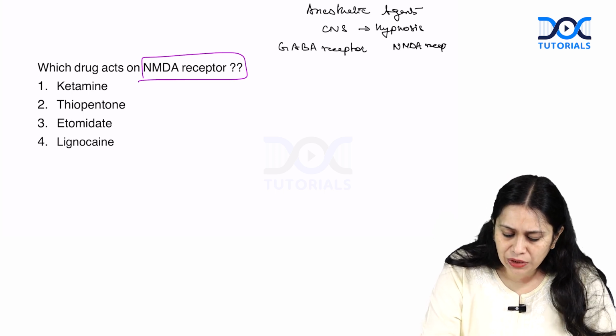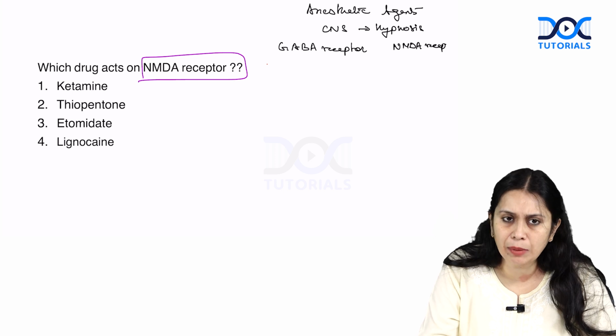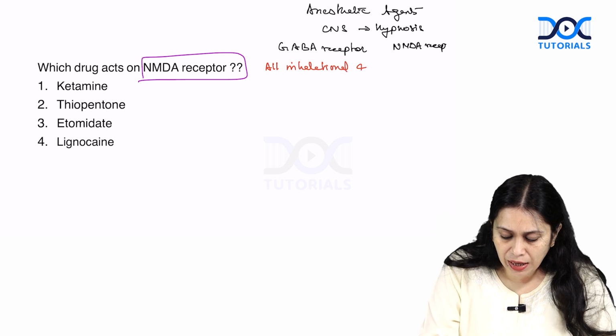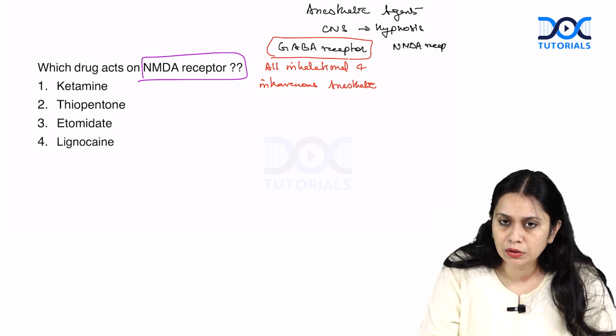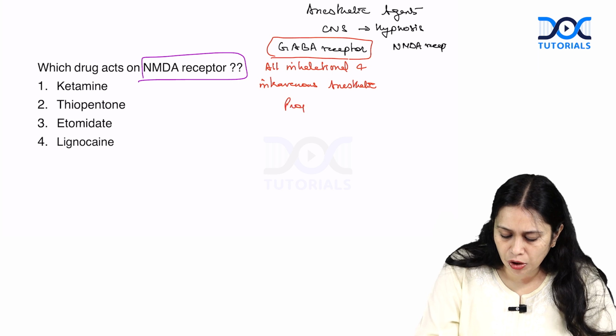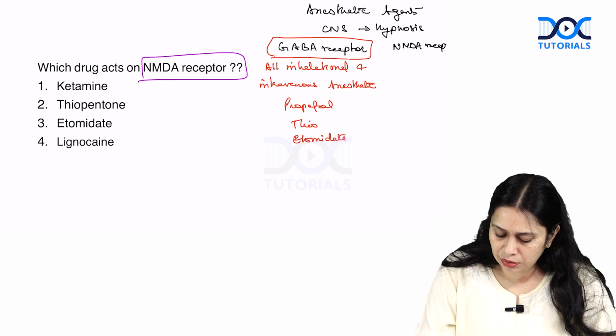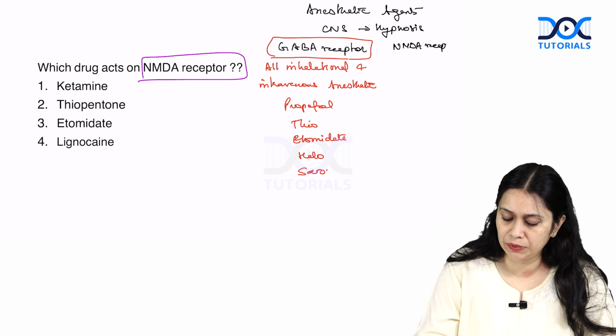So most of the anesthetic agents act on the GABA receptor. All inhalational and intravenous anesthetics act on the GABA receptor. Propofol, thiopentone, etomidate all act on the GABA receptor. Halothane and sevoflurane are also acting on the GABA receptor.